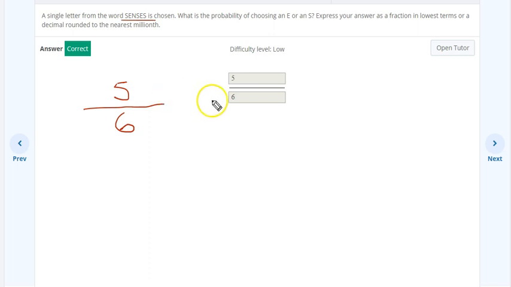This one is almost too easy. But that's the protocol, the strategy for getting it. Find out your sample space and then what are your possibilities, the ones that you want to select.